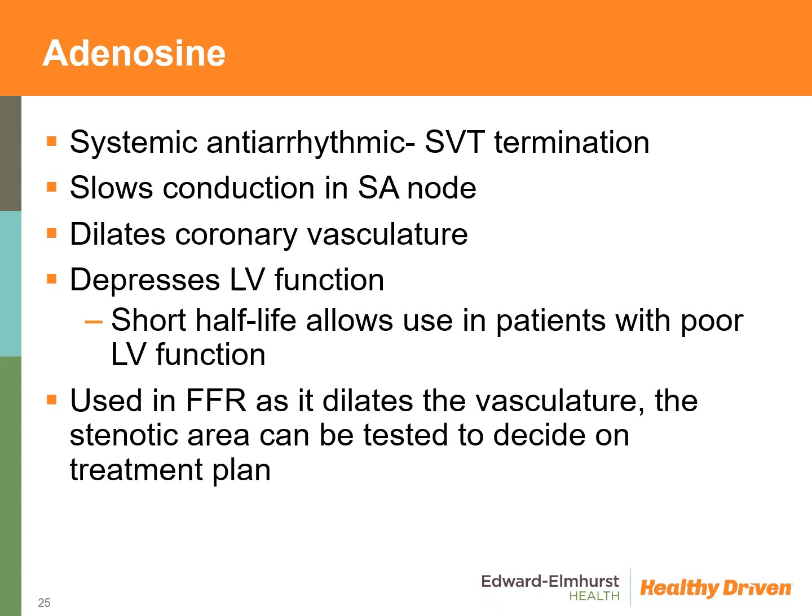So then we're moving on to adenosine. Adenosine is a systemic antiarrhythmic with SVT termination. It will slow conduction in the SA node and dilate coronary vasculature. It'll depress the LV function, and it has a short half-life, which allows use in patients with poor LV function. It's used in FFR, as it dilates the vasculature. The stenotic area can be tested to decide on the treatment plan.